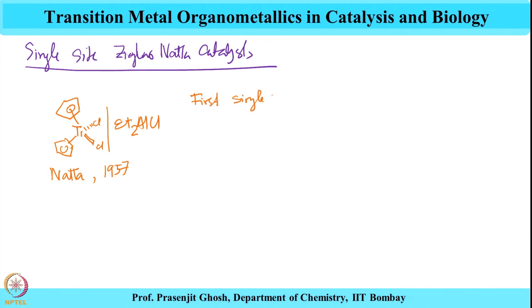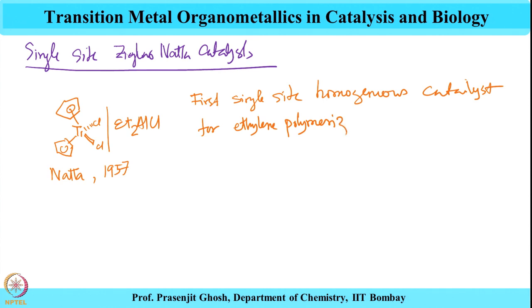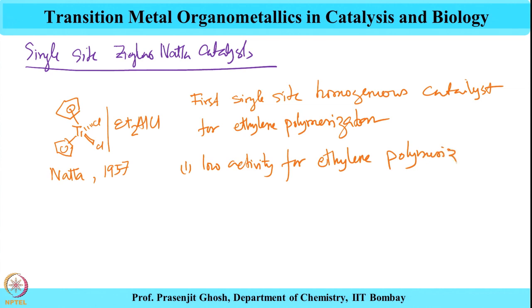and this is the first single site homogeneous catalyst for ethylene polymerization. Now this catalyst had low activity for ethylene polymerization and could not match up to the heterogeneous TiCl4 diethyl aluminum chloride catalyst, which is the Ziegler-Natta original system.